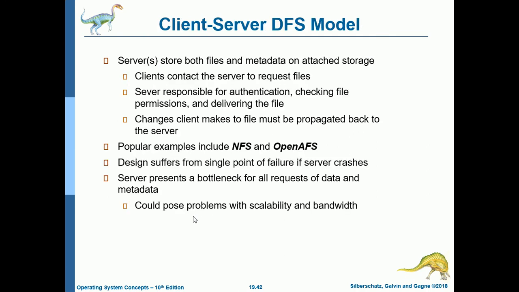Next we have the client-server DFS model. Servers store both files and metadata on attached storage. Clients contact the server to request files. Then the server is responsible for authentication, checking file permissions, and delivering the file. Changes a client makes to a file must be propagated back to the server to avoid file inconsistency. Popular examples include NFS, the Network File System, and OpenAFS, the Open Andrew File System.